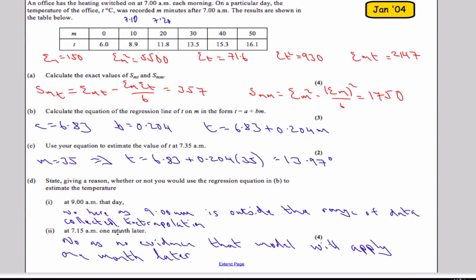For example, the building in the office building could have some renovations done within that month. So there's absolutely no evidence to suggest that we can use this model a month later.